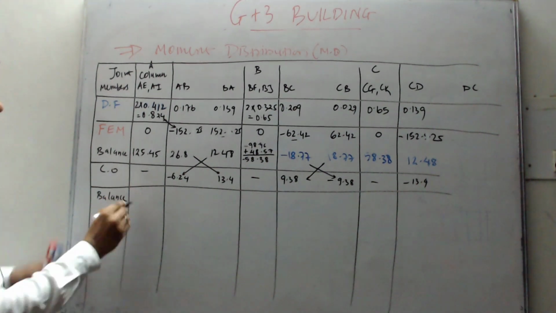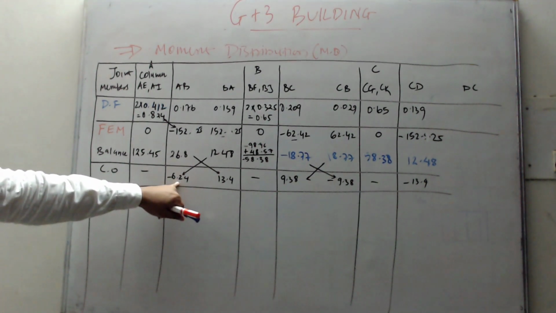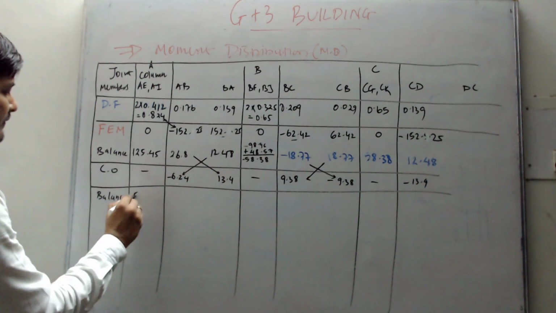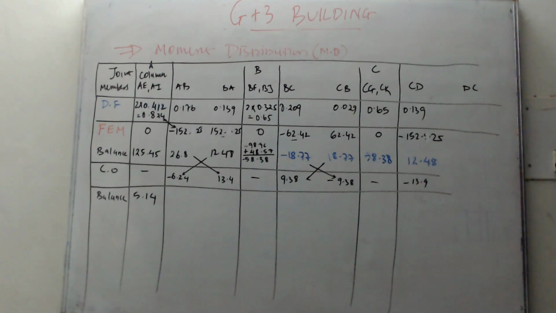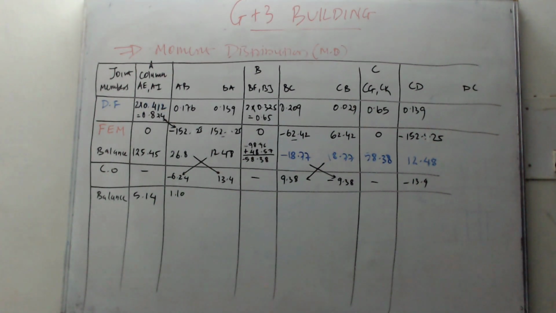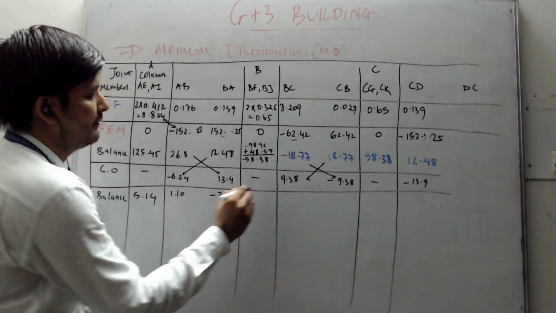So now I'm using these values. 6.24 multiplied by 0.824, which is 5.14. Then 6.24 multiplied by 0.176, which is 1.1 with opposite sign, that's why it is positive. Then 13.4 multiplied by 0.139, which is 3.17, so it will be minus 3.17, right? So I hope you understood this process.